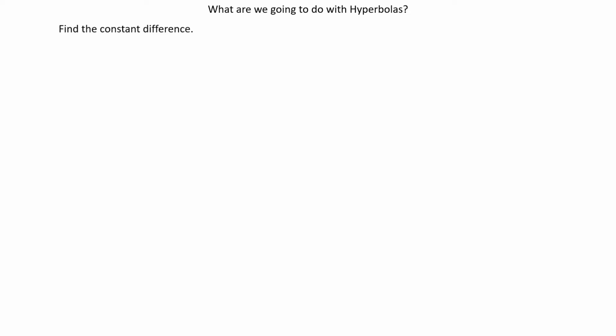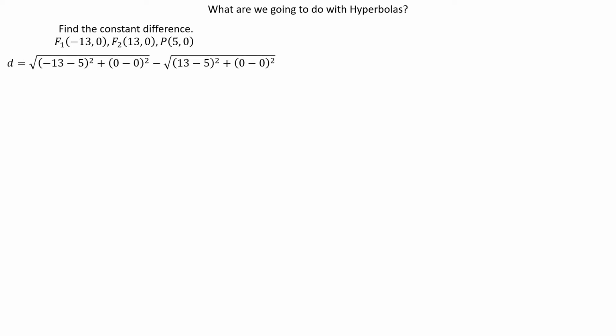All right, so what are we going to do with these hyperbolas? Find the constant difference, just like we have with the ellipses. So we have our two foci, negative 13, 0 and 13, 0, and we have a point 5, 0. So difference equation, negative 13 minus 5 squared plus 0 minus 0 squared, minus, because it's a difference, root 13 minus 5 squared plus 0 minus 0 squared. We can do the subtraction. So negative 13 minus 5 is negative 18 squared, and then plus 8 squared. When we square and square root those, we're going to get 18 minus 8, which is 10. So the constant difference is going to be 10.